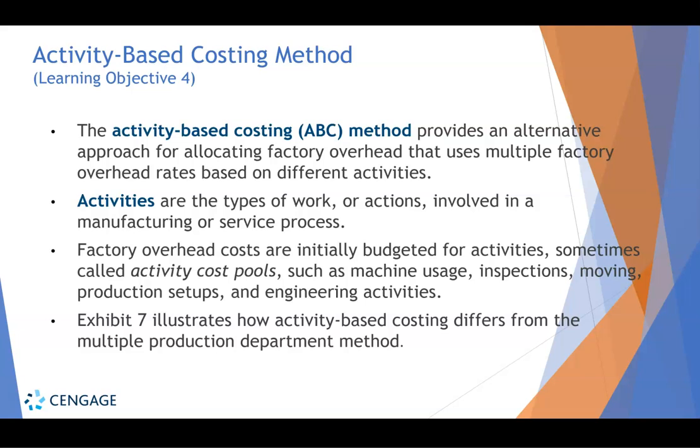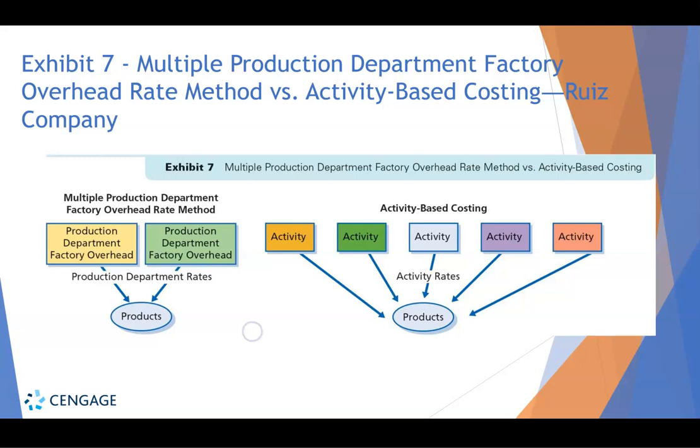So we're going to look at activity-based costing. The activity-based costing method provides an alternative approach for allocating factory overhead that uses multiple factory overhead rates based on different activities. Activities are the types of work or actions that are involved in the manufacturing process, or this is used often for service companies. Factory overhead costs are initially budgeted for activities. Sometimes we call them activity cost pools. They can be machine usage or inspections, production setups, engineering activities. So we're going to look on the next slide at how this plays out.